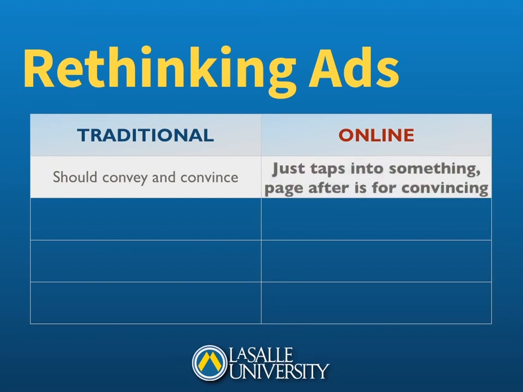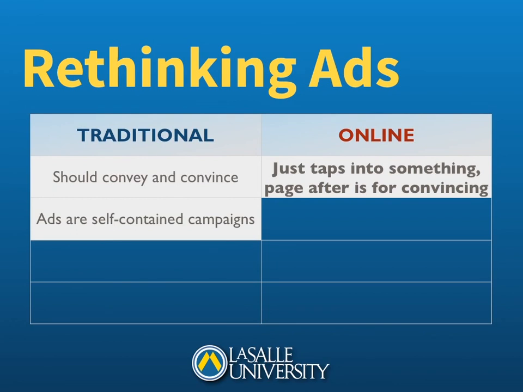But online, because it doesn't need to be self-contained, meaning that when somebody clicks on it, they have another experience, all you need to do in an online ad is really just tap into something. And then the page after, the place that they go when they click, is for the convincing. So you really just need to get that knee-jerk reaction or that peak of an interest.